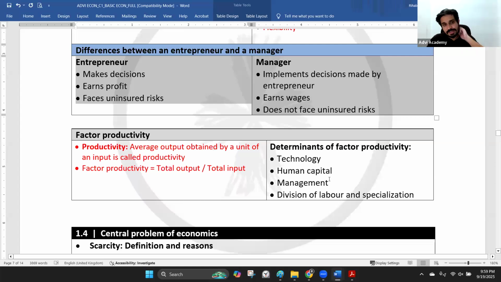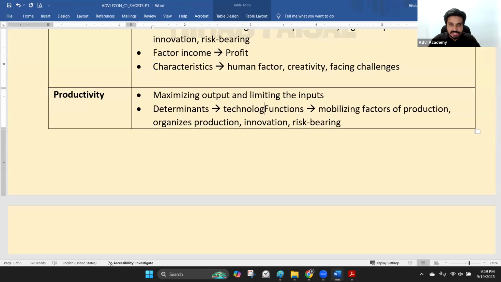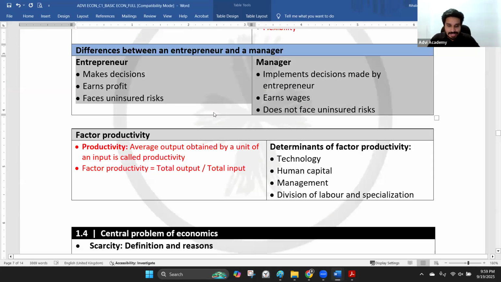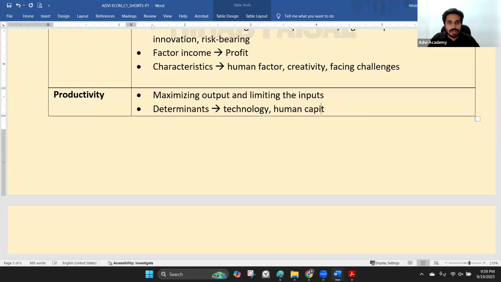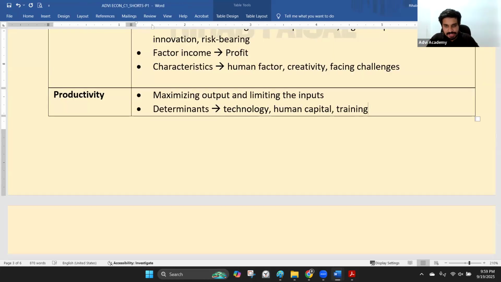technology. So productivity can be improved by using technology. Nowadays, you all are using ChatGPT, no? That makes you faster, right? So technology can improve productivity, right? Human capital, new inventions, knowledge can actually improve productivity, training can improve productivity, right? And then we also have something called management.